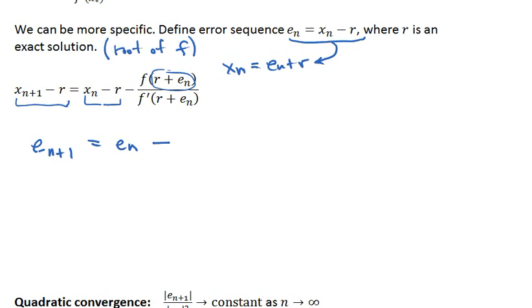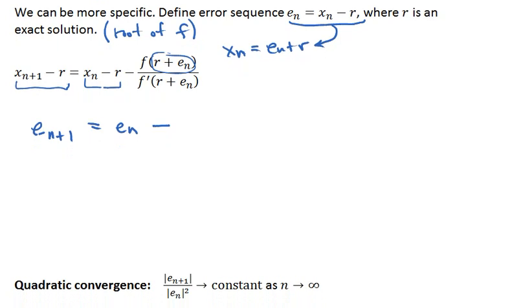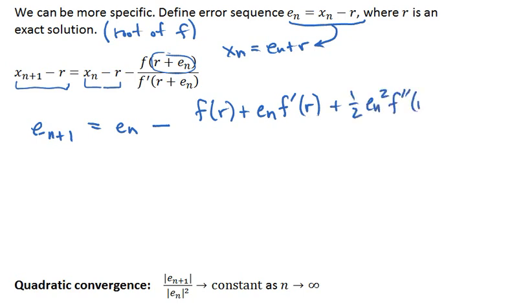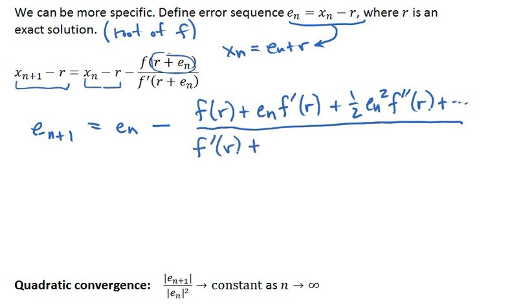Okay, and now we're going to do Taylor series expansions for the numerator and denominator of this thing. So the idea is that the errors in this sequence will get small, and so therefore we're justified in taking the Taylor series around the point r. So that's the numerator. Now the denominator, we're taking a Taylor series of the function f prime. So that means that everywhere we had an f above, we just put in an f prime.